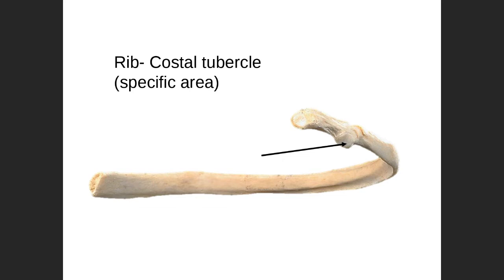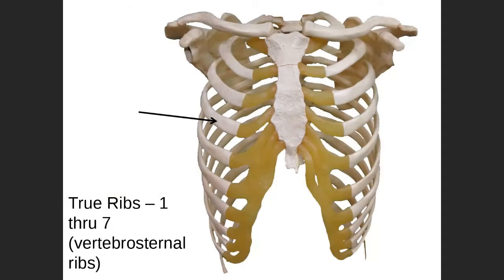Okay, so let's just review the true versus false ribs, and then we're out of here. Ribs 1 through 7 are what we call true ribs, or vertebral sternal ribs. That means they originate on the thoracic vertebra, the spine, hence vertebral, and then their costal cartilage is going to insert onto the sternum. So hence vertebral sternal ribs or true ribs. That's ribs 1 through 7.